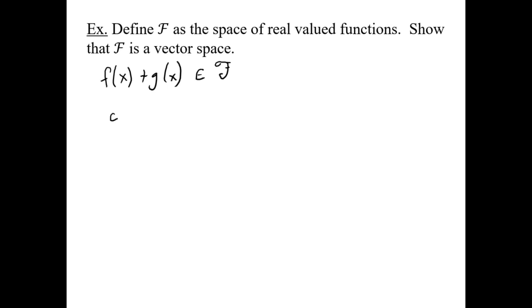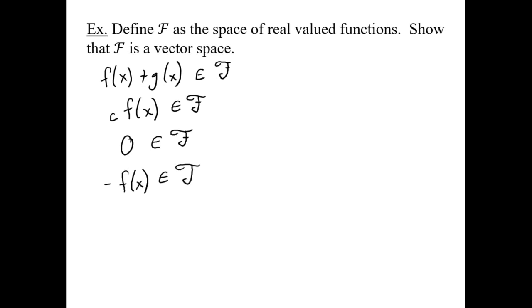If I do a coefficient times f of x, that is certainly in the vector space. The zero vector is basically the zero function, and that is in the vector space. And the opposite of f is in the vector space. Okay, so all those axioms apply, and so we're good. Okay, so these are just a bunch of different examples.